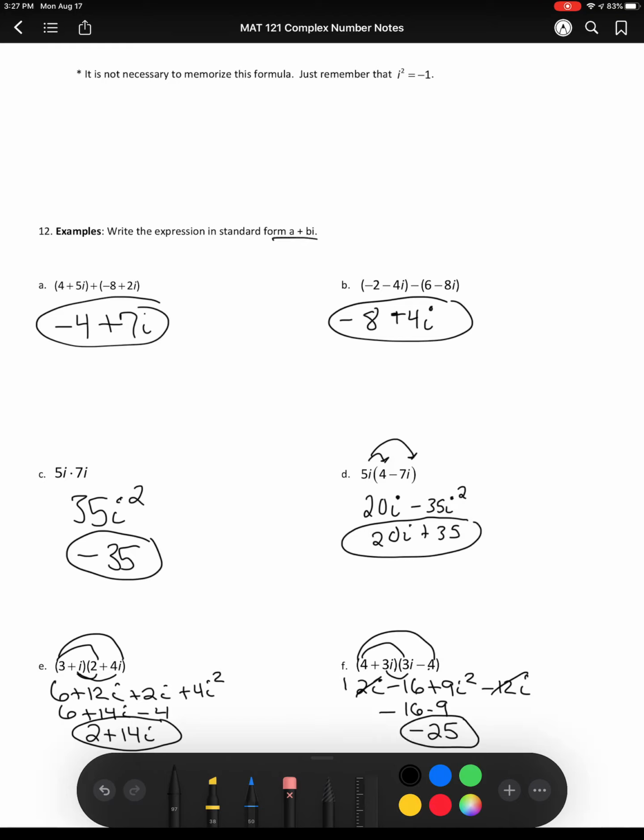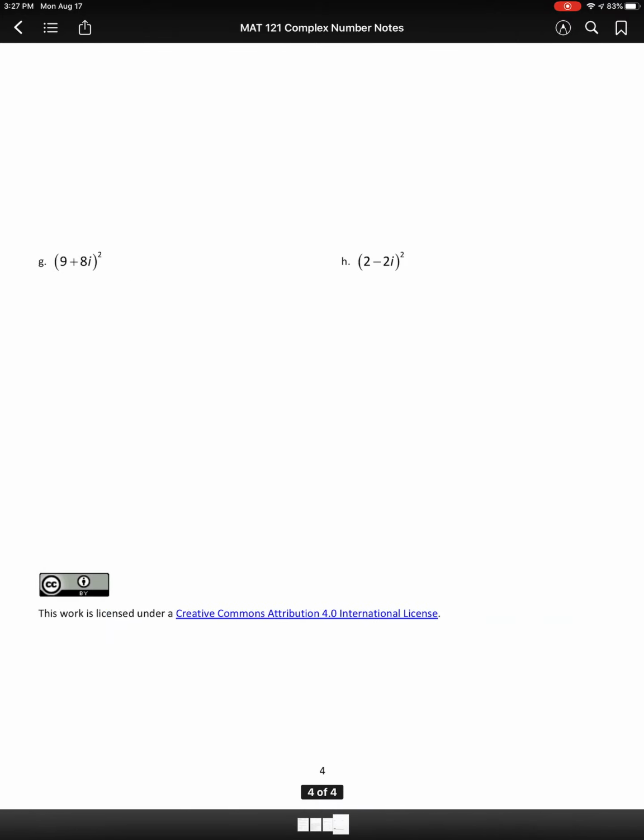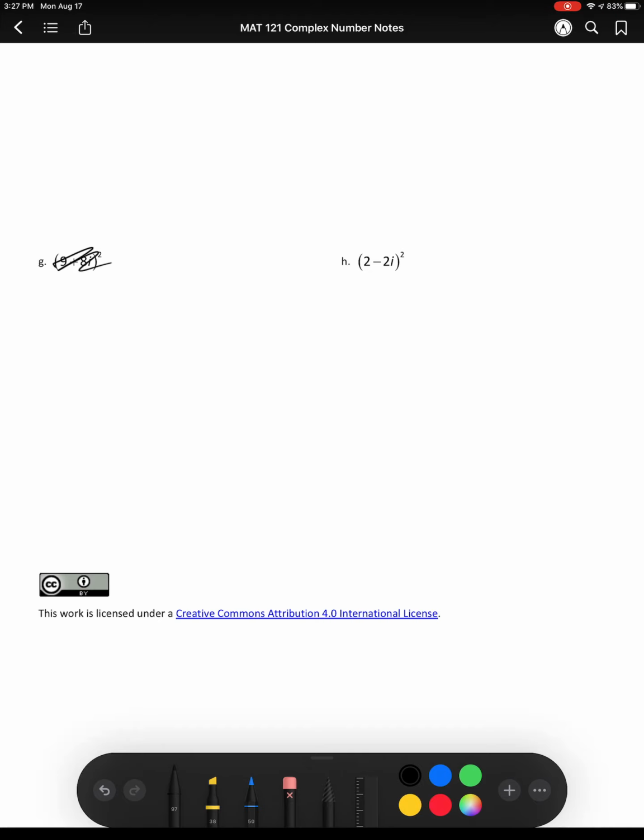So the directions say write it in standard form, but sometimes you don't have both parts. So in C and in F, we only had the one part, and that's fine. G and H, we aren't going to do the problems that are there. We're going to do some problems that are more like what's in your homework. So let me find those.